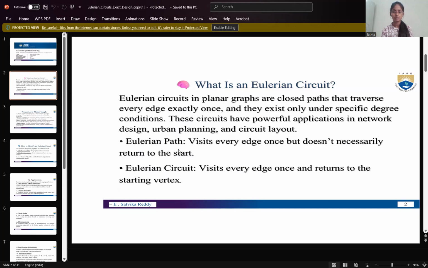An Eulerian path visits every edge once but doesn't necessarily return to the start. An Eulerian circuit visits every edge once and returns to the starting vertex. Also, it has to have even degrees. Then only we can call it an Eulerian circuit.